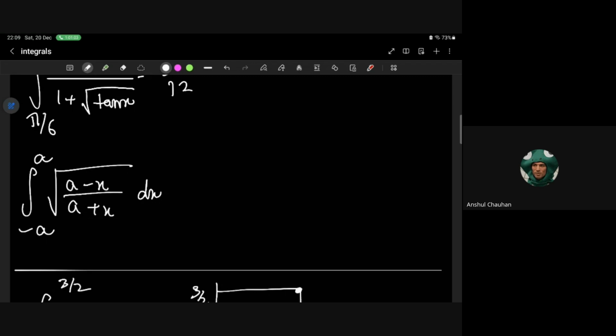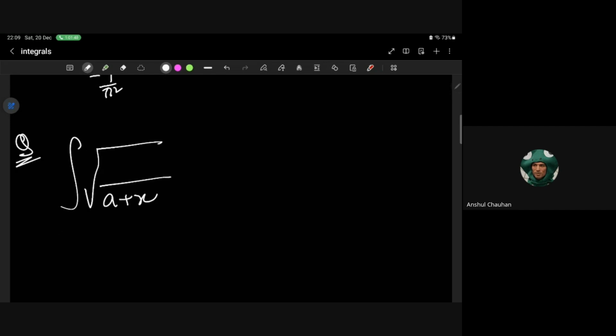Can you do this for me? I'm not getting this. Okay, we can try it out. So, what is the question? Integral of root of a minus x by root of a plus x, from limit minus a to a.